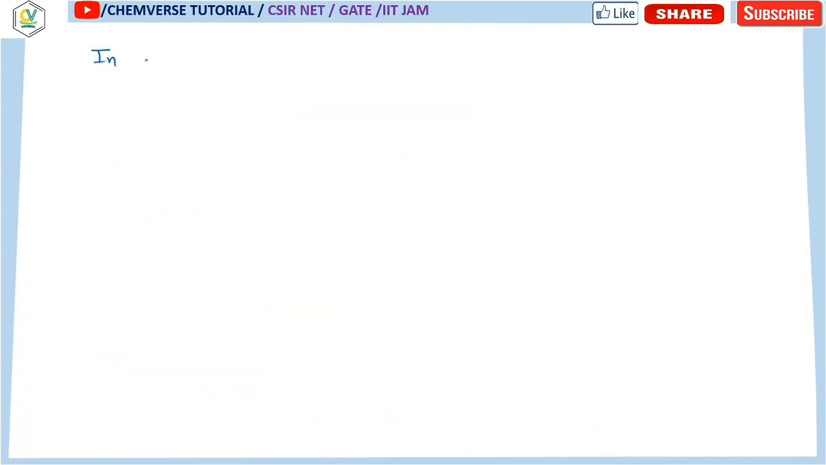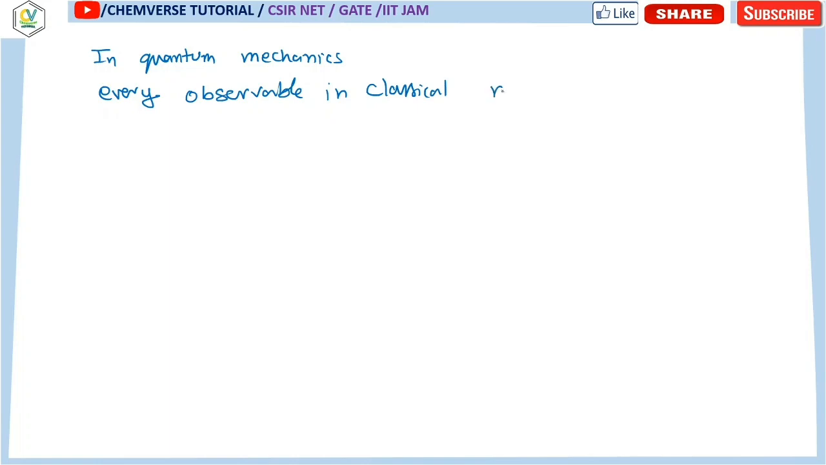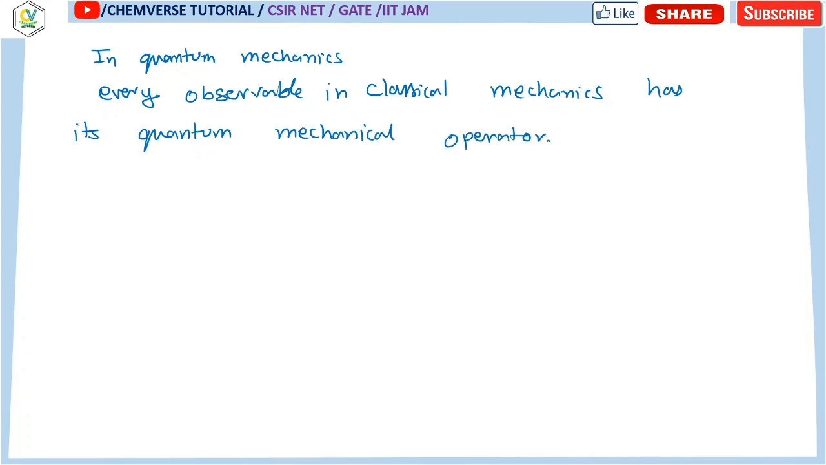Now we will talk about some operators in quantum mechanics. In quantum mechanics, every observable in classical mechanics has its quantum mechanical operator. Okay, now what does it actually mean?